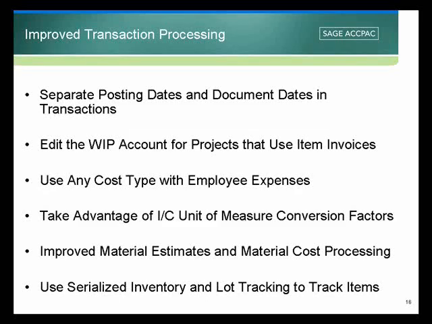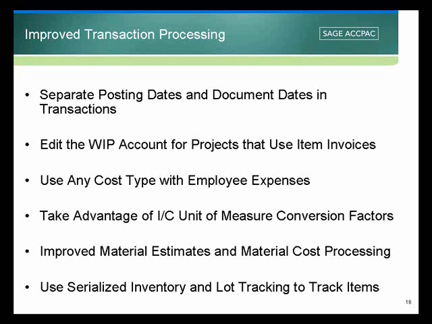Take advantage of IC unit of measure conversion factors. In version 5.5, when you post job-related material transactions, project and job costing converts the quantity used in the transaction to the unit of measure used for the specified project resource category. To make the conversion, project and job costing uses the conversion factor specified for the unit of measure in the item record in inventory control.